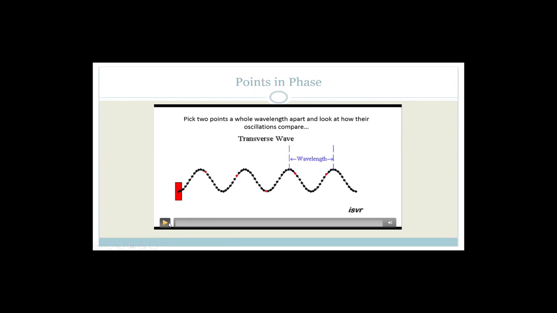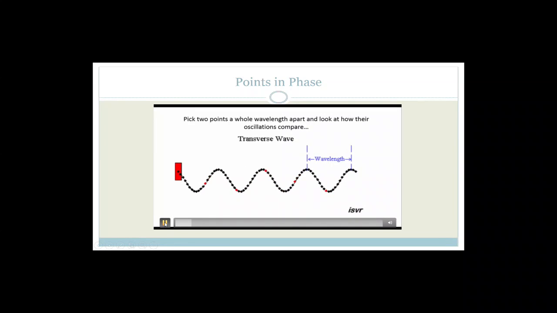Escape. There we go. Okay, so what this is going to show us is the fact about wavelengths, okay? So it says here in a simulation, pick two points on the wave a whole wavelength apart and look at how their oscillations compare. A good way to measure wavelength is to go from the top of the crest to the top of the crest, okay? So just watch what happens.